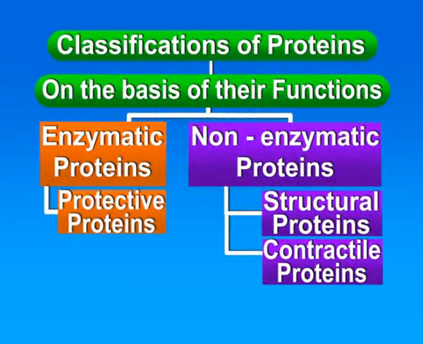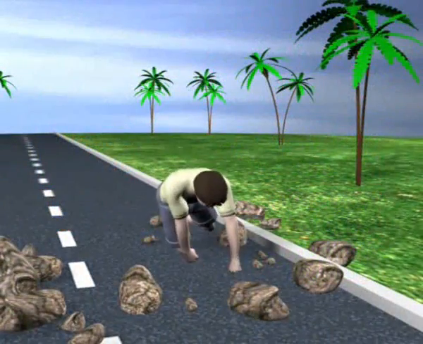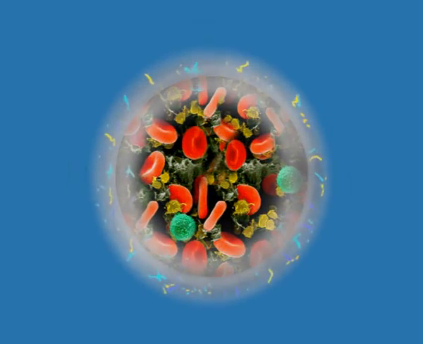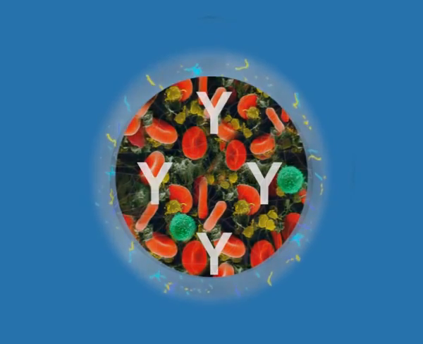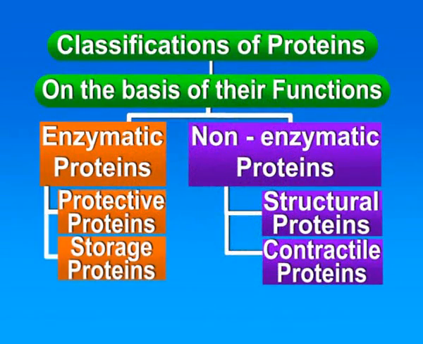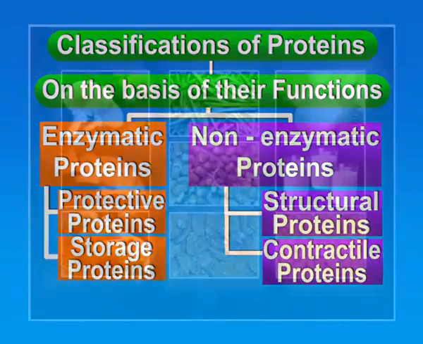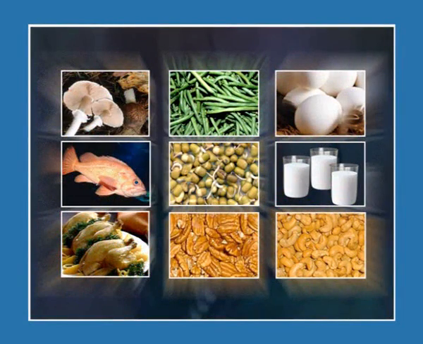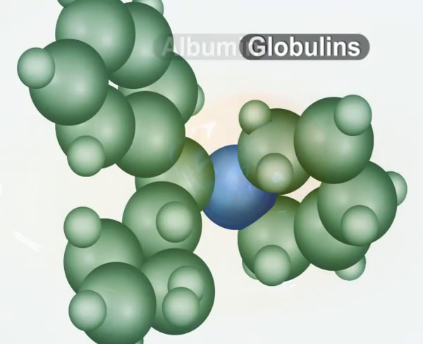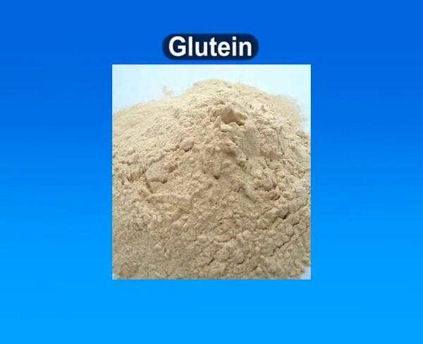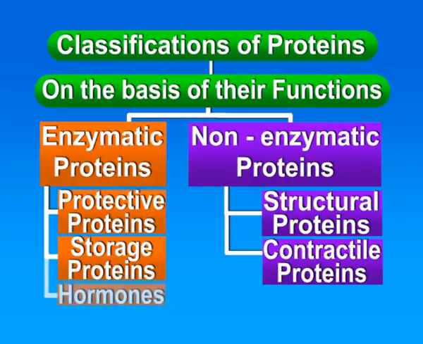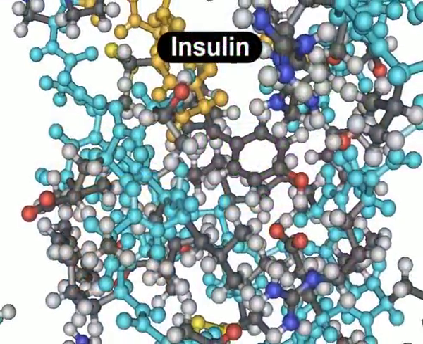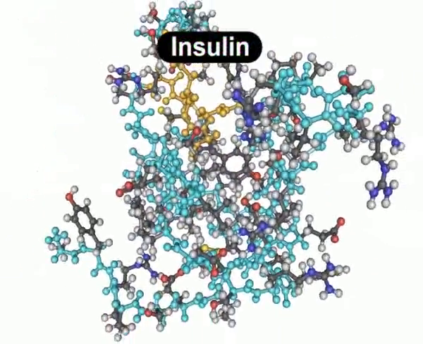Protective proteins protect the body against antigens like antibodies, which are responsible for immunity of the body. Storage proteins are found in the form of reserve food, mostly present in seeds, eggs, milk, etc., like albumin, globulins, gluten, etc. Hormones, like insulin, is also protein in nature.